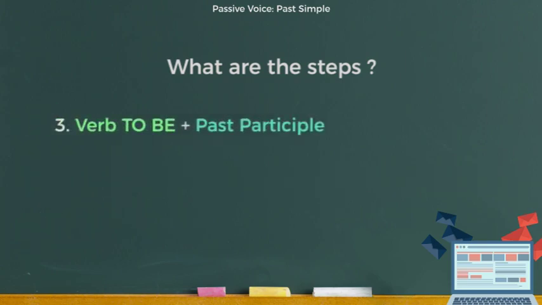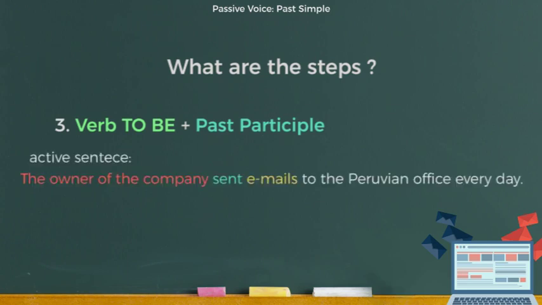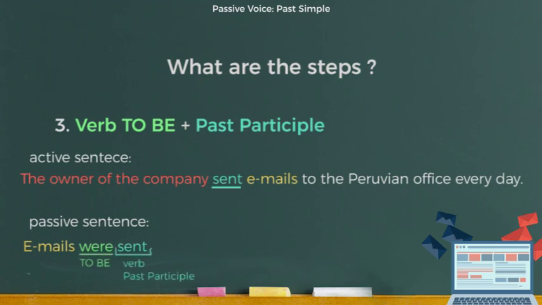Third step, write the verb to be and use the past simple form of this verb. If the subject is singular, we will use was. If the subject is plural, we will use were. In our example, the subject, emails, is plural, so we use were. After that, we have to write the verb in past participle. So we write sent, which is the past participle of send. Step 3, done.